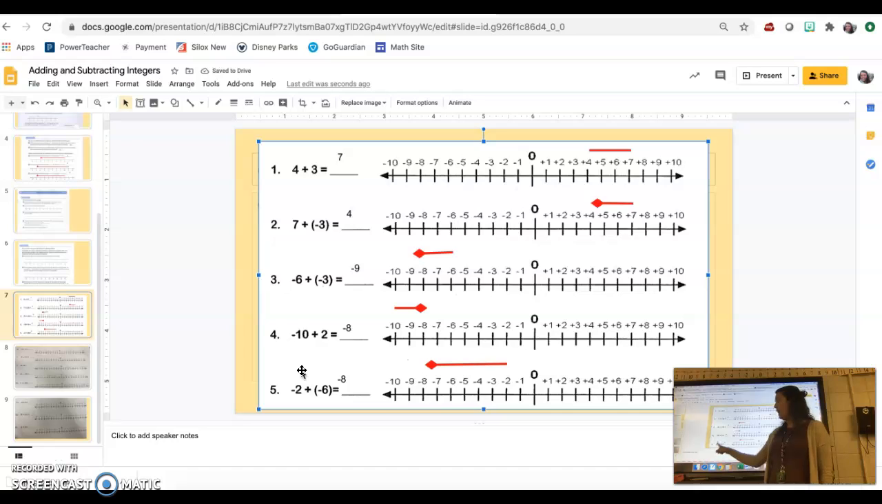Both of these are the same sign. If you add two negatives, we're going to get a negative. If I add two positives, I'm going to get a positive.